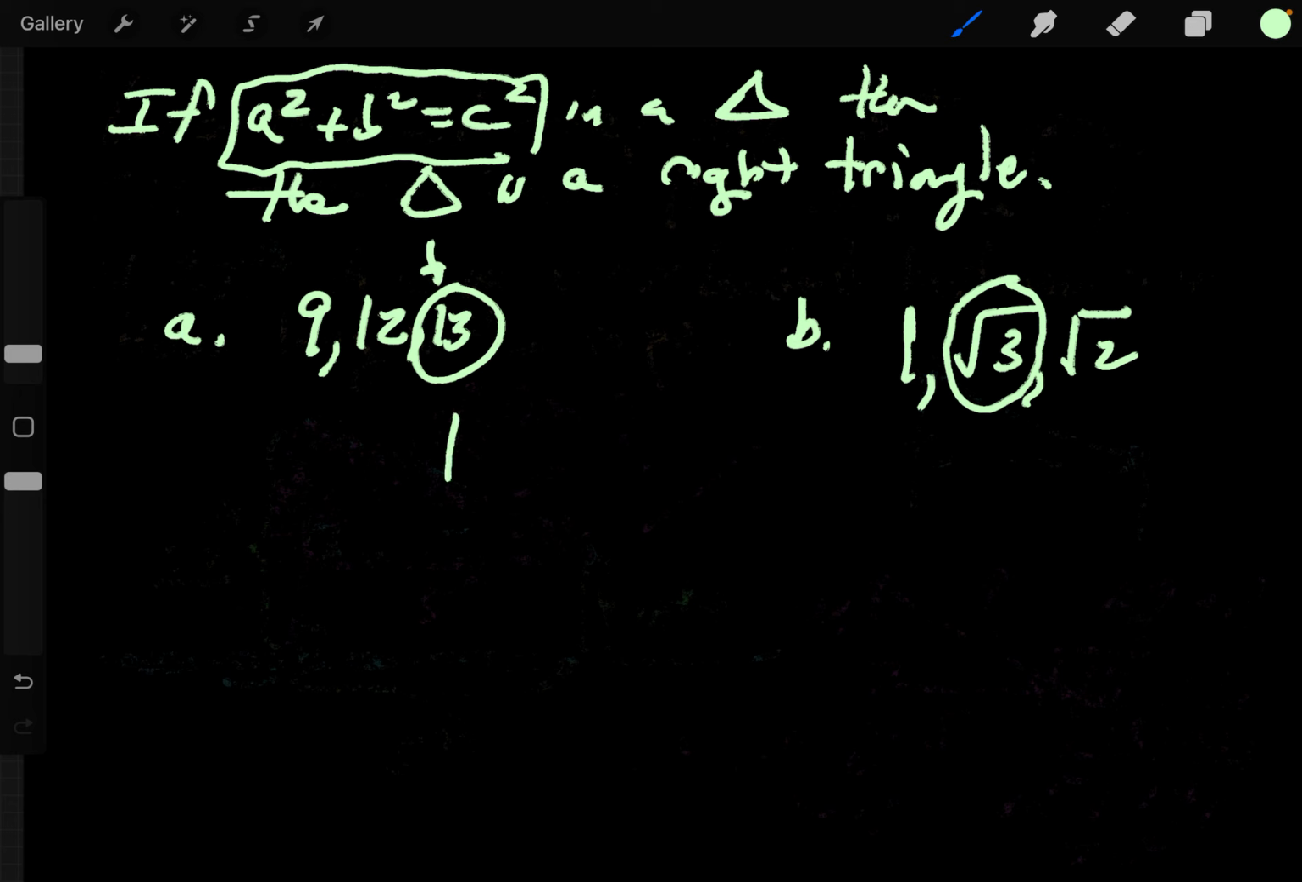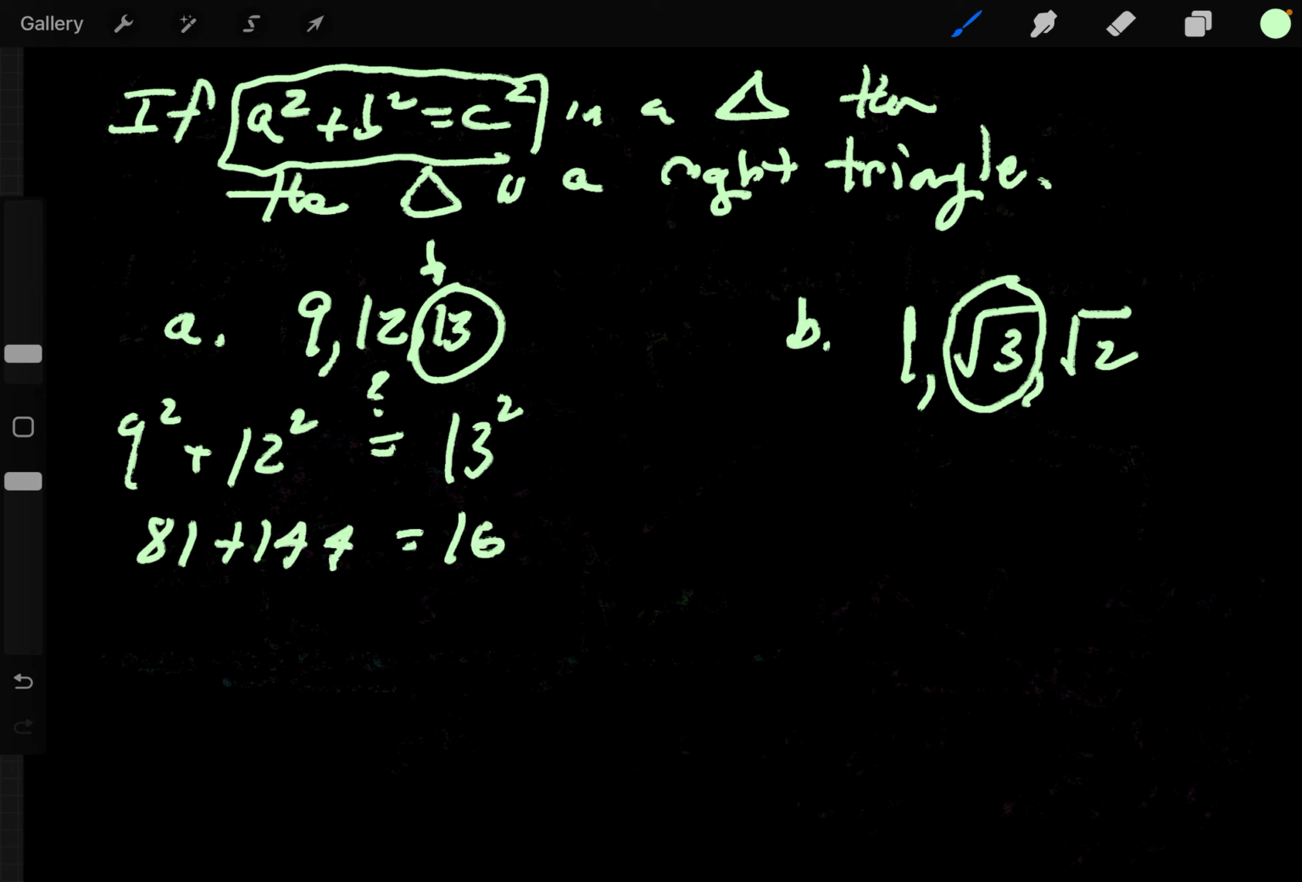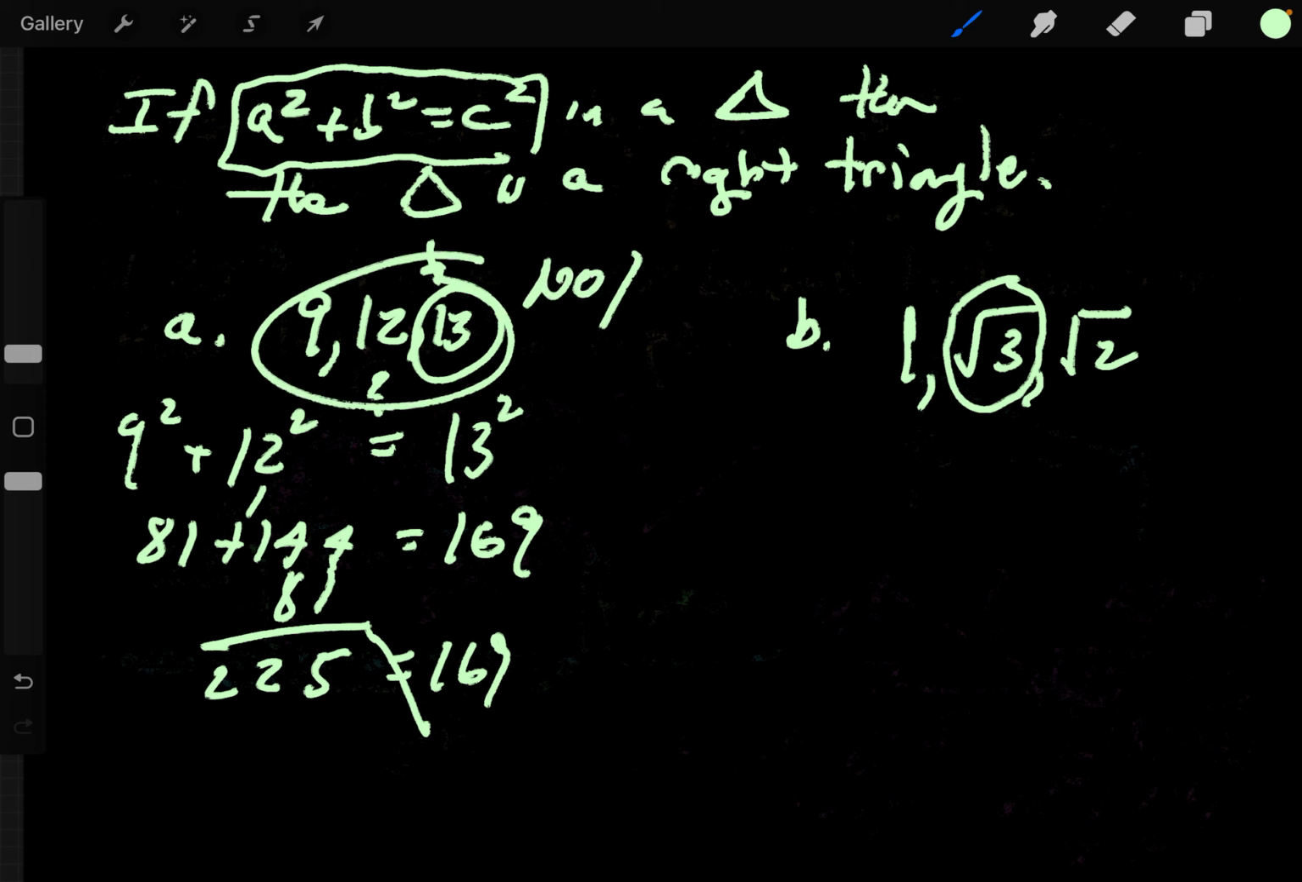So I need to ask myself, is 13 squared equal to 12 squared plus 9 squared? Right? That's the question that I'm asking. So 9 squared is 81 plus 144, and then 13 squared is 169. 81 plus 144 is going to be 225. So 225, is that equal to 169? No. So this is not a right triangle. Okay? And then now let's see in this one.